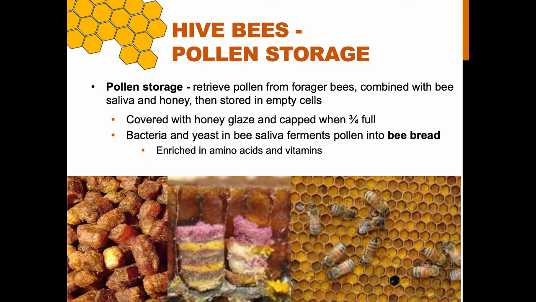So, moving on from honey production, another major task that these worker bees are going to be doing is pollen storage. So basically, this is very, very similar to honey production in that you have a worker that hangs out near the entrance. When a forager comes in with a load of pollen on their legs, they retrieve the pollen. They will then combine that pollen with their own saliva, as well as some honey from the hive, and then they will store that in empty cells.